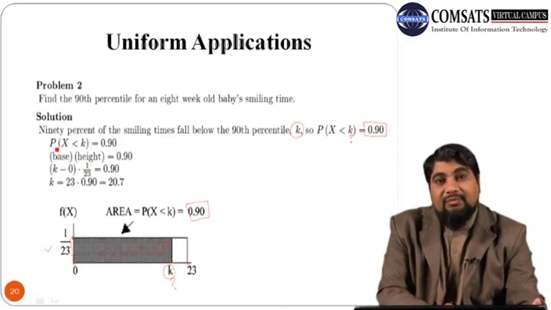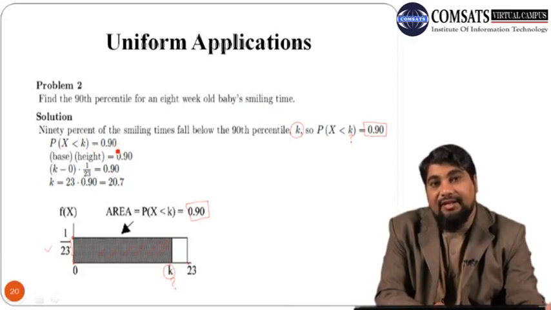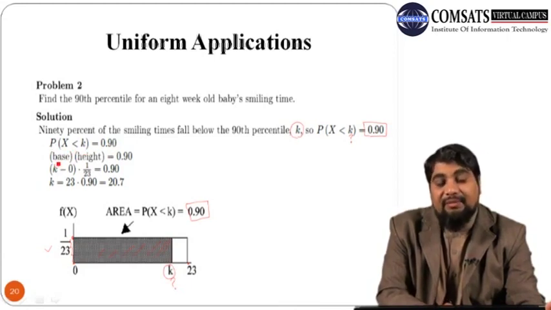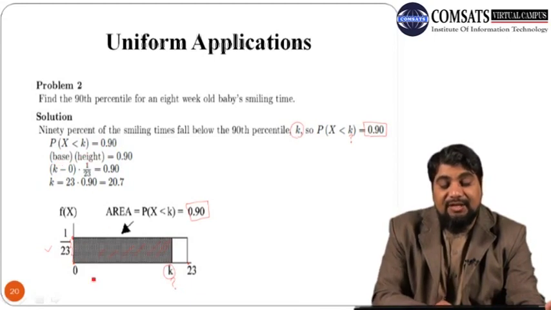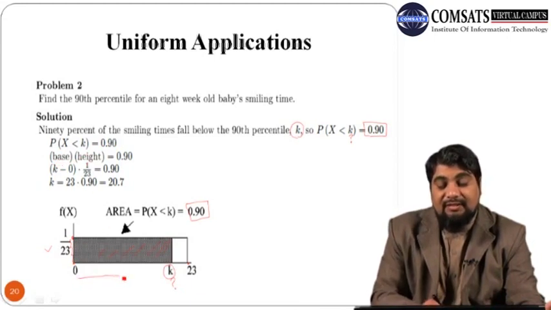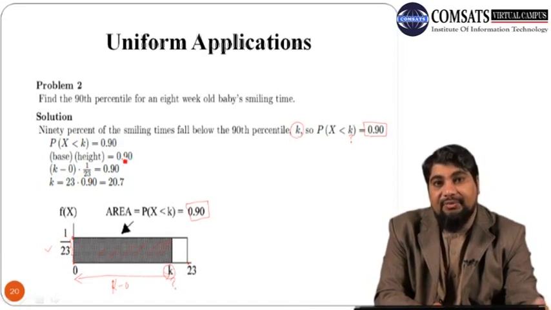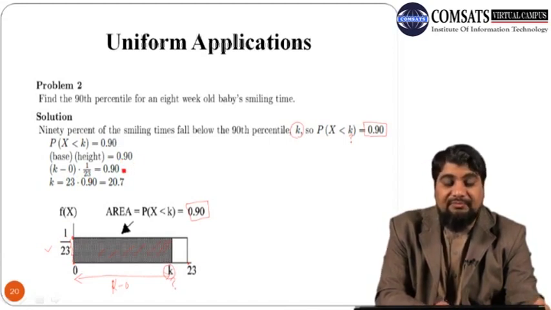So note that the probability X less than k is 0.90 or 90%. So we can again calculate this probability. It is the base times height. So we can calculate this base from 0 to k, it is k minus 0, and the height is 1 over B minus A, which is 1 over 23. So k minus 0 times 1 over 23, and on the right hand side we have 0.90.